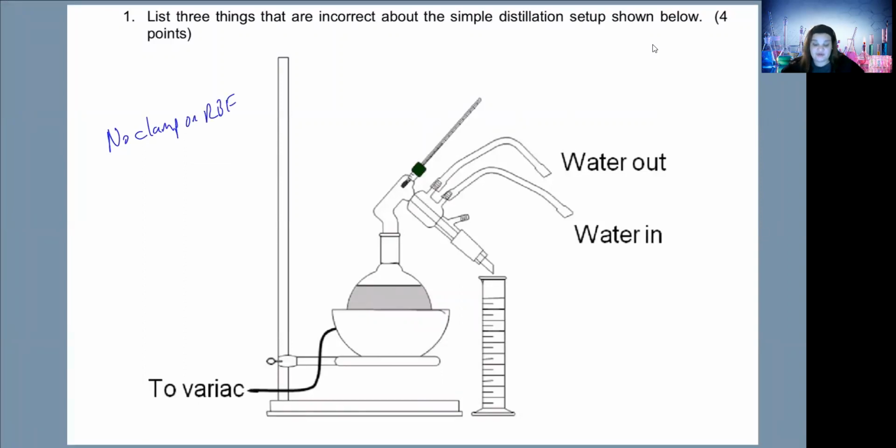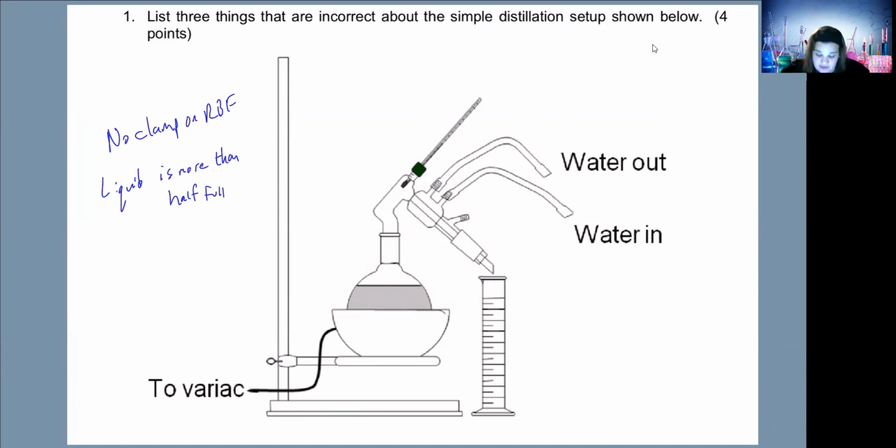The next thing I notice right away is the round bottom flask itself. Look at that liquid line. That's more than half full. That's dangerous. So the liquid is more than half full. That's another error. Okay. Now, hopefully there are 2 more errors. Hopefully you were able to point them out.